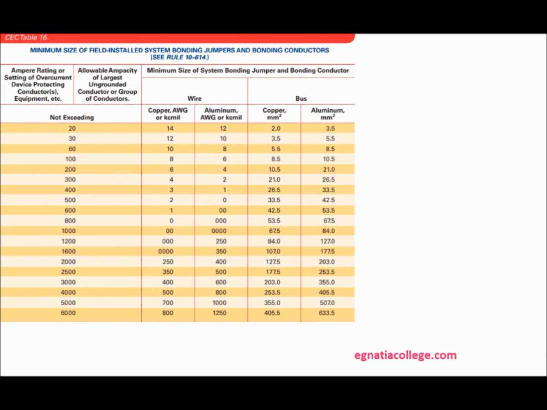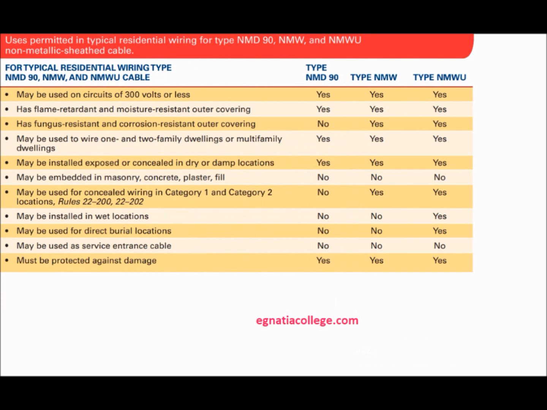This table lists the sizes of the bonding conductors used in cable assemblies. Note that the copper bonding conductor shown is a smaller size than the circuit conductors for 20 and 30 ampere ratings. This other table shows the uses permitted for Type NMD90 and Type NMW and NMWU cable. Refer also to conditions of use in CEC Table 19. Installation.